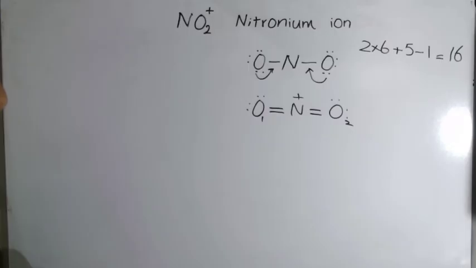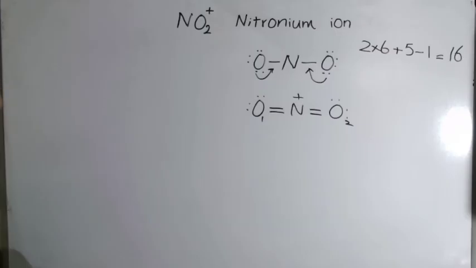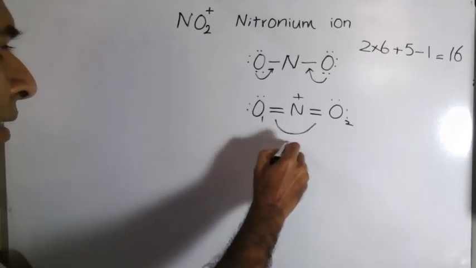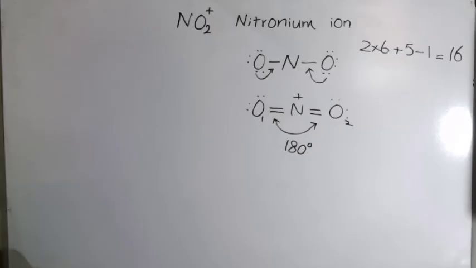Now we can come to the geometry of the molecule. It has 2 electron pairs on the nitrogen atom and no lone pairs. So the geometry should be linear because no repulsions come from any lone pair electrons. So the best orientation is linear, with 180 degrees between these two bonds.